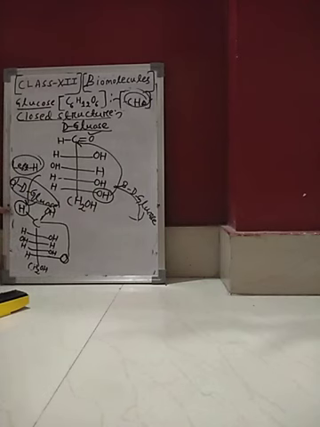For alpha D-glucose, this hydrogen must be present on the left side. Then it is your alpha D-glucose. And what is beta D-glucose? Just its reverse: OH will be present on the left side. Then it is your beta D-glucose. All other structures remain the same.